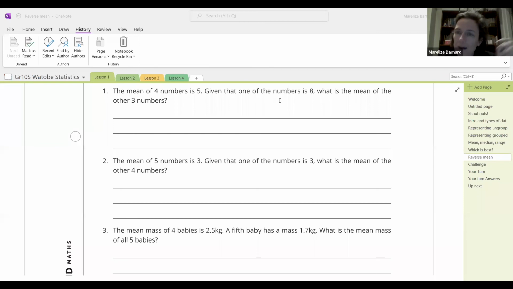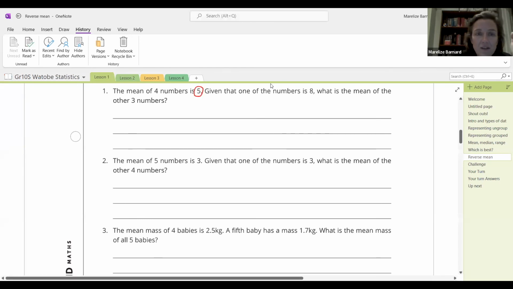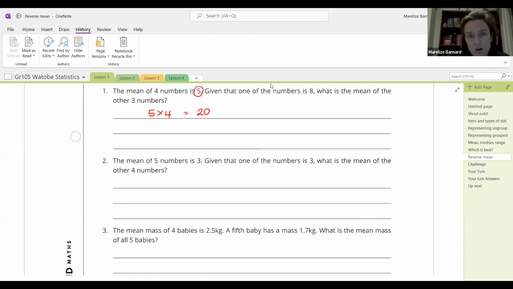So this is what Emmanuel said he did. He took the mean of the 4 numbers, which is 5. We always take whatever those numbers add up to and divide it by the number of values we have, so we're going to divide by 4. If the mean is 5, then we go 5 times 4, and that is 20. So whatever those 4 numbers are, they must add up to 20.